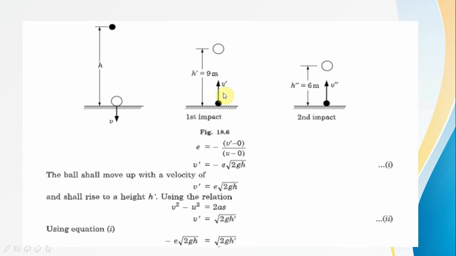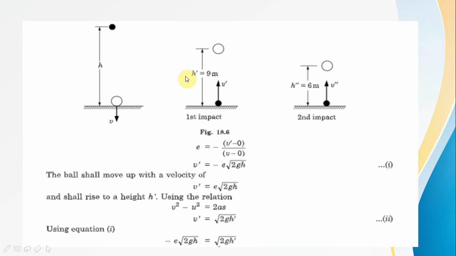Then again it comes back to the floor, and in the second impact the velocity would be v double dash, and it again reaches the height 6 meter, that is h double dash, which is equal to 6 meter. Now we actually have to find this h and the coefficient of restitution, that is small e, right?